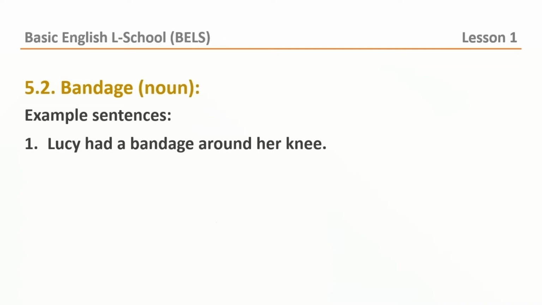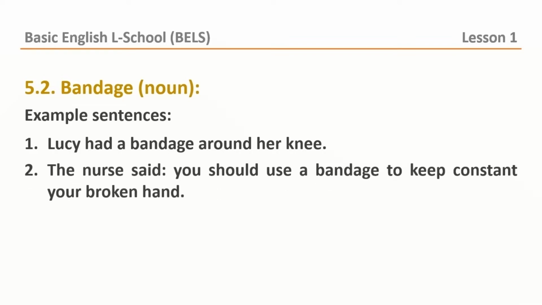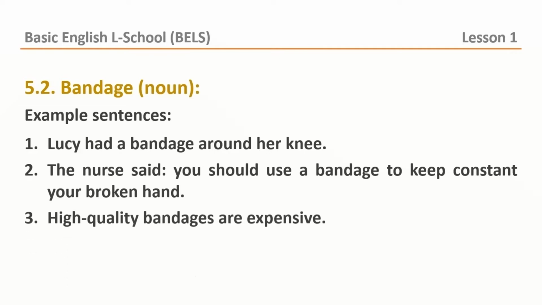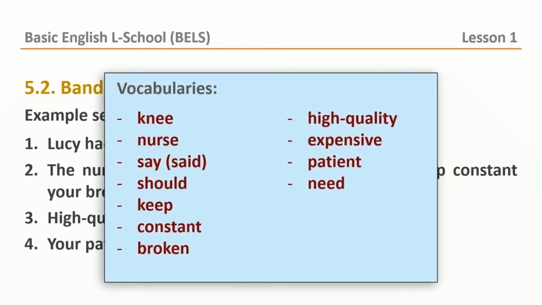Example sentences. Lucy had a bandage around her knee. The nurse said you should use a bandage to keep constant your broken hand. High quality bandages are expensive. Your patient needs a bandage. The vocabularies are knee, nurse, say, its past tense is said, should, keep, constant, broken as an adjective, high quality, expensive, patient, need.